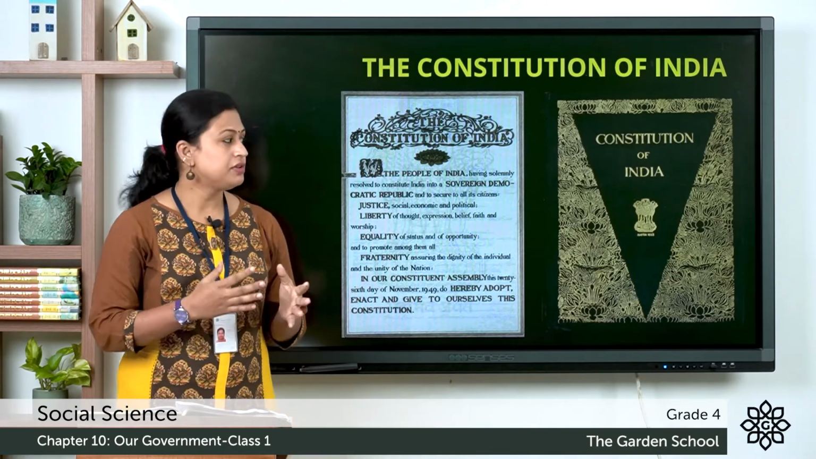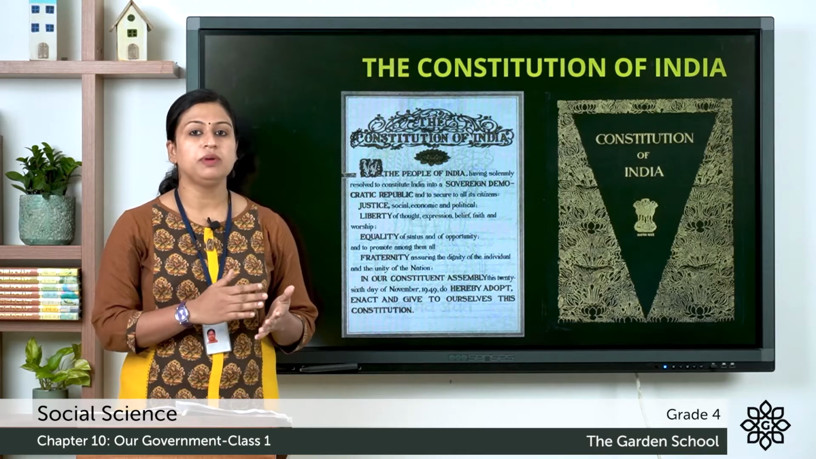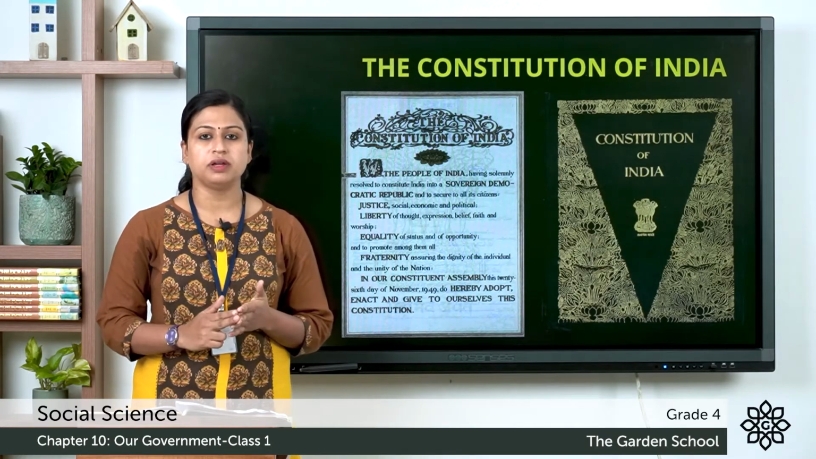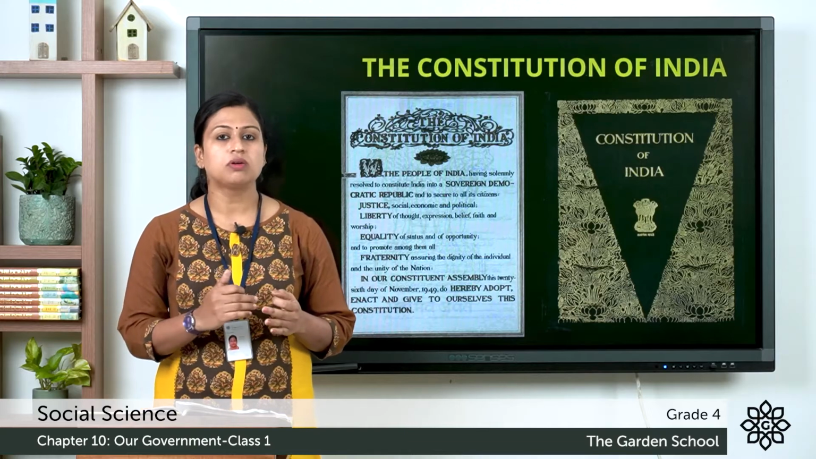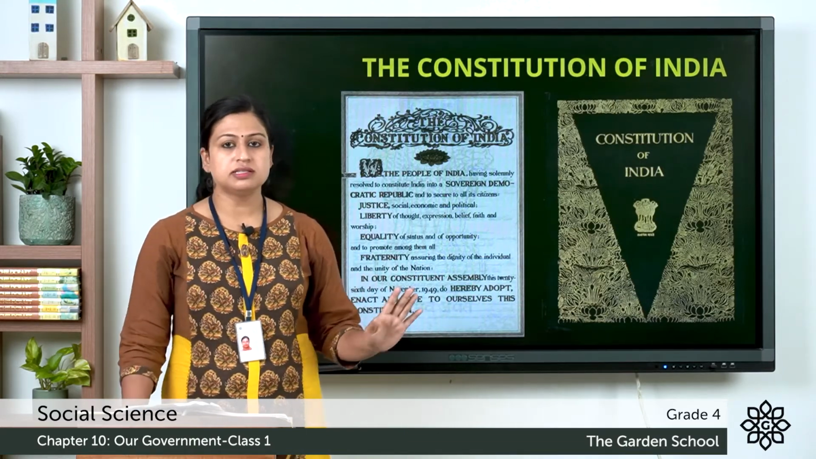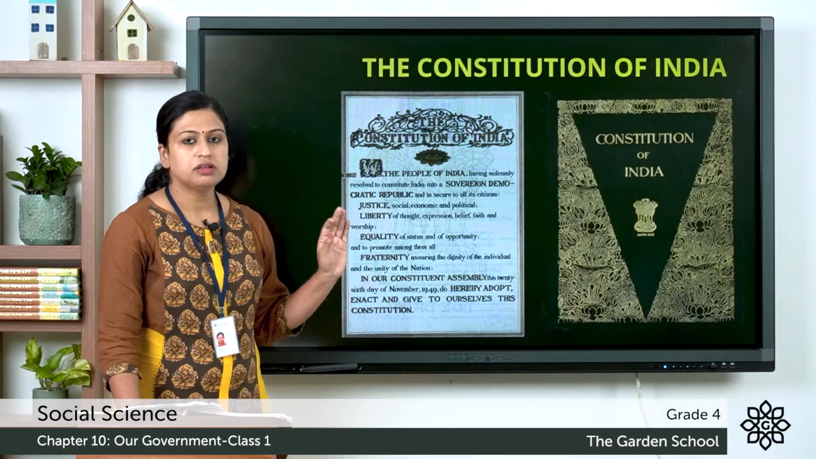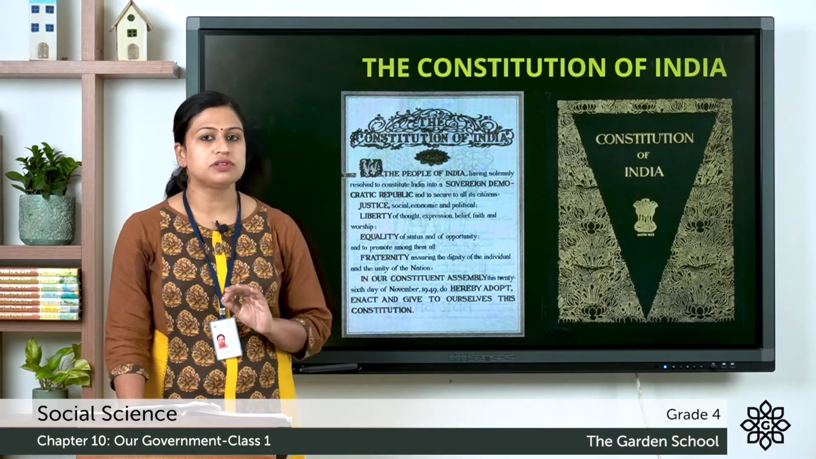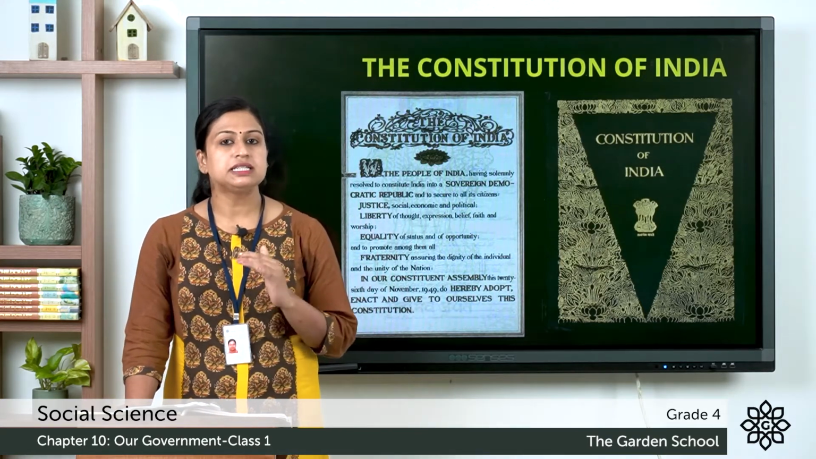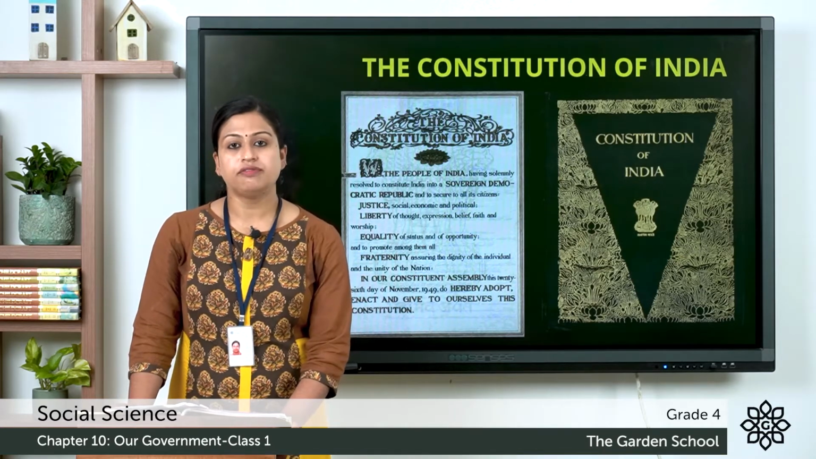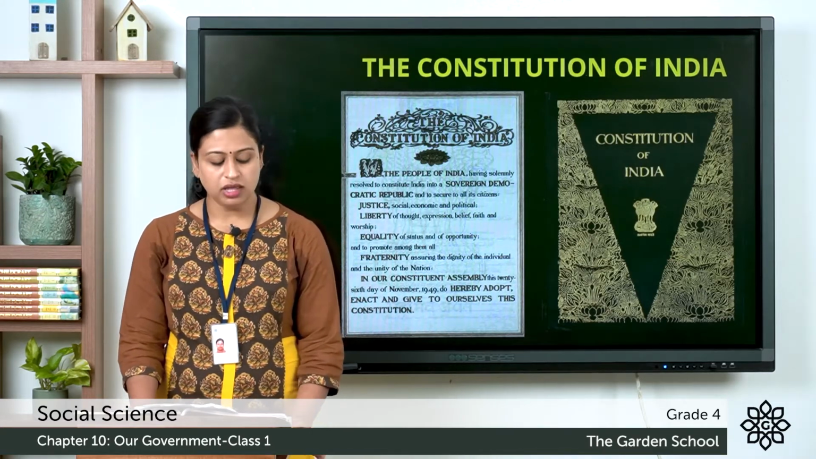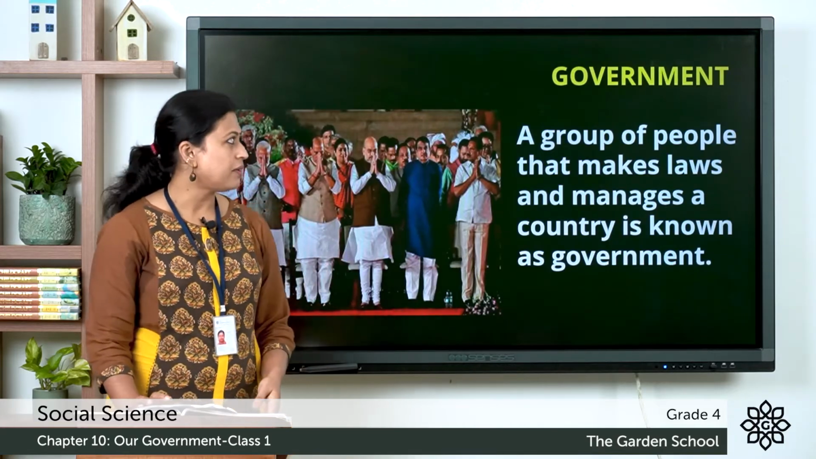It also distributes the powers between the 3 levels of the government, that is central government, state government and the local self-government. So this is the written document of our country, that is the Constitution of India, and it came into force on 26th January 1950. So this was about the Constitution of India.